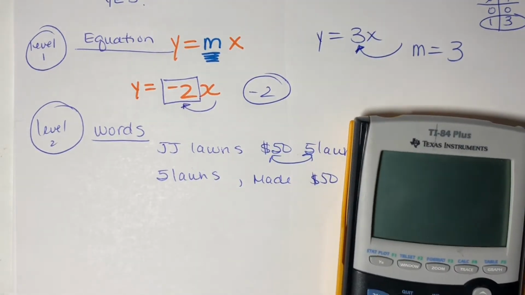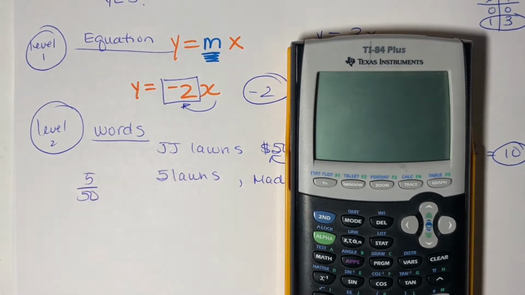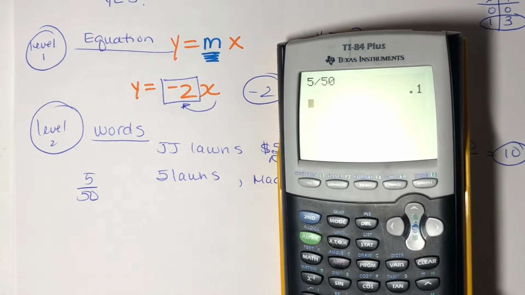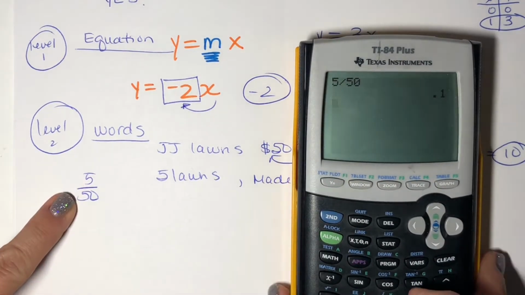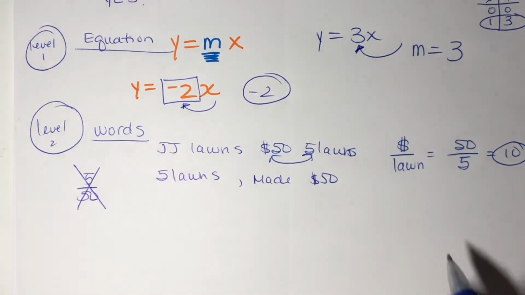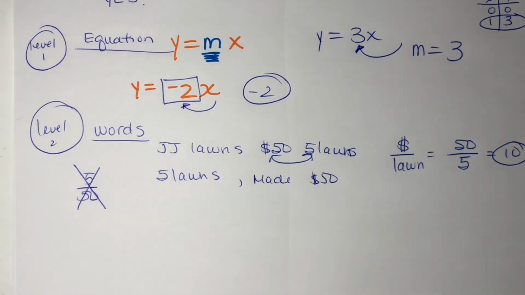And that's not the case at all, because if that were the case and they did 5 divided by 50, they would not get the right constant of proportionality. They would have done 5 divided by 50, and they would have got 10 cents. He does not get 10 cents per lawn, but that's what 5 divided by 50 is. So you have to know that it's cost per lawn, okay?